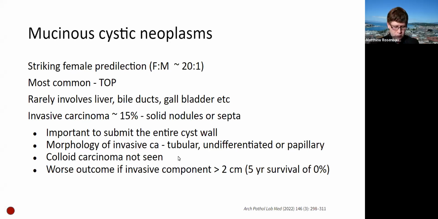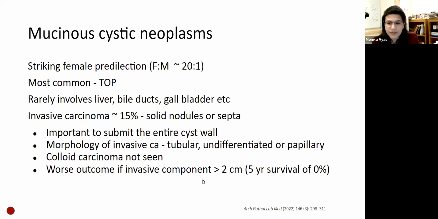Morphology of invasive carcinoma can be tubular, undifferentiated, or papillary. It's now known that the colloid type carcinomas, which are seen in intestinal type IPMNs, are not seen with MCNs. And then the outcome is worse if the invasive component is more than 2 centimeters in size, as expected. So 5-year survival rate is almost close to 0 in such cases. So definitely important to document the size of the invasive component as well.